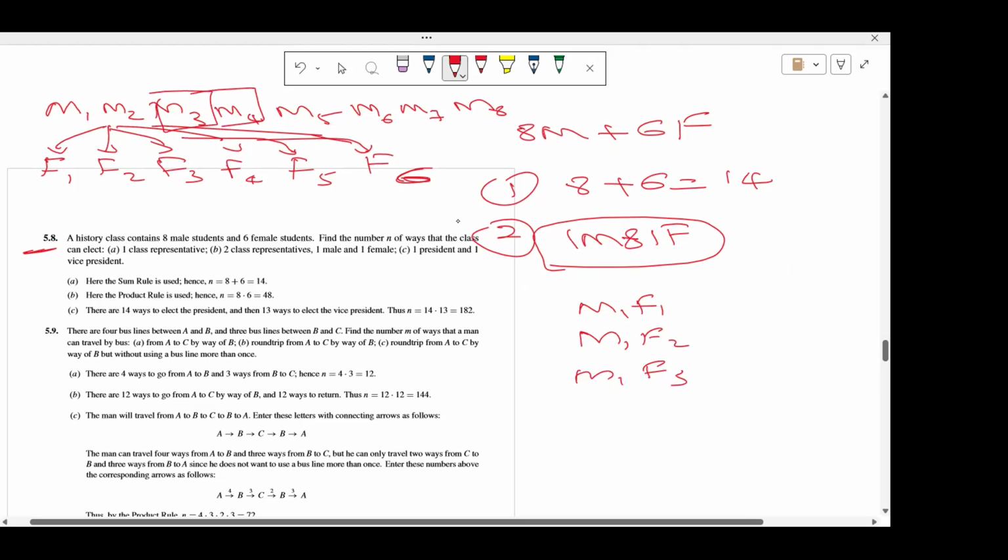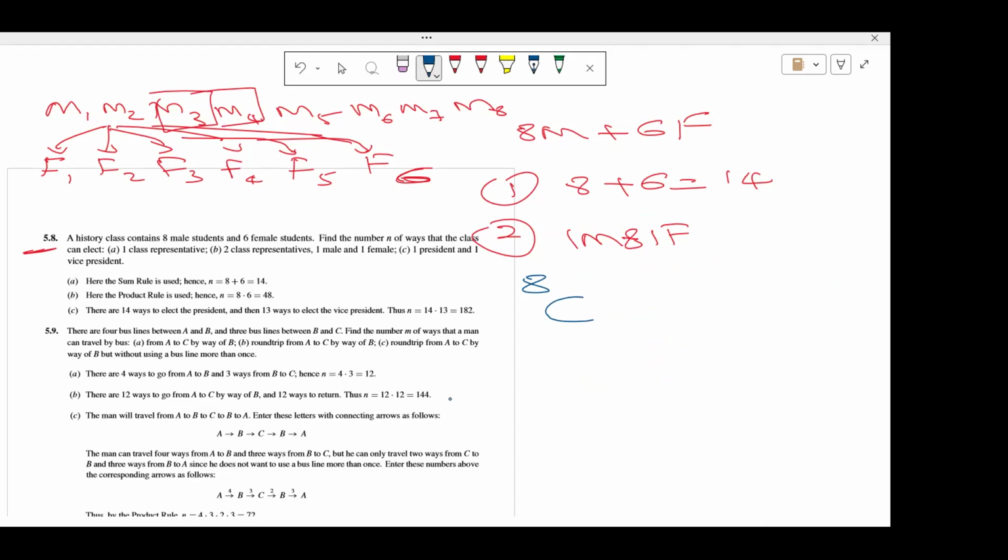Now, if you apply the equation, I'm explaining the second question, the B part. This is how we normally find the answer. If you utilize the equation, we have 8 male students, from which we need to select one male student, multiplied by 6 female students, from which we need to select only one. So 8C1 into 6C1 is the answer. 8C1 is equal to 8, multiplied by 6C1 is equal to 6, 8 into 6, 48, right?